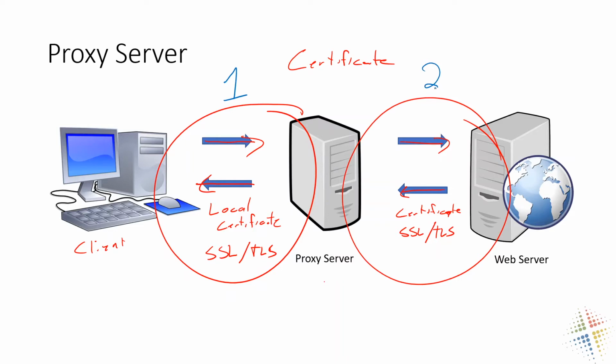My client only knows about session number 1. The proxy server then communicates with the web server on session number 2. Both sides of those communications are secure. And then right here on the proxy server, it can be decrypted. When it's decrypted, I can then start analyzing it.